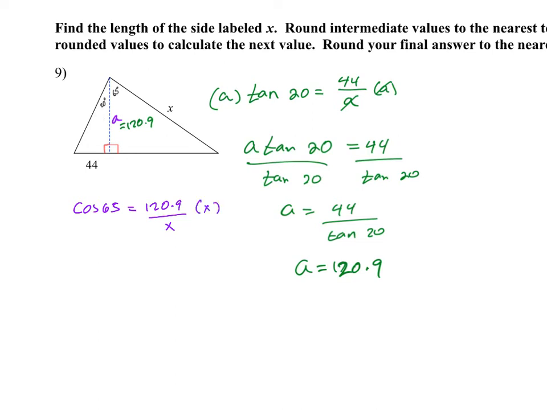Again, I'm multiplying times x on both sides. So x times cosine of 65 equals 120.9, and divide by cosine 65. So x equals 120.9 over cosine of 65. So that means that x equals 286 units. Right? Remember that the hypotenuse must be larger than this number.